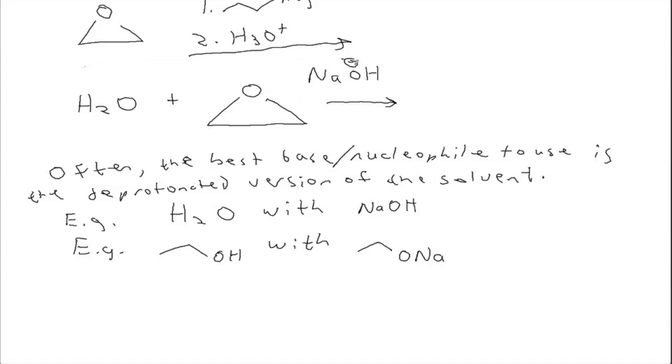If the sodium hydroxide acts like a nucleophile and attacks the epoxide, that'll give us one product. But if the sodium hydroxide deprotonates the water and turns the water into hydroxide, and then that hydroxide attacks the epoxide, it would give you the same product as the first pathway. So that's one advantage to using this. Basically, the idea is it's often helpful to use a nucleophile or a base that's similar to the solvent.